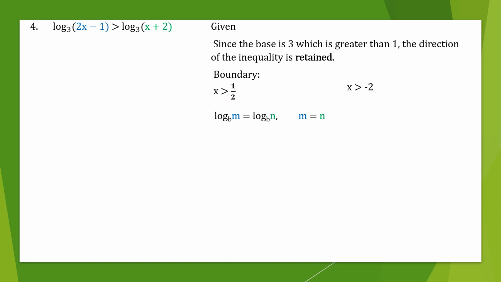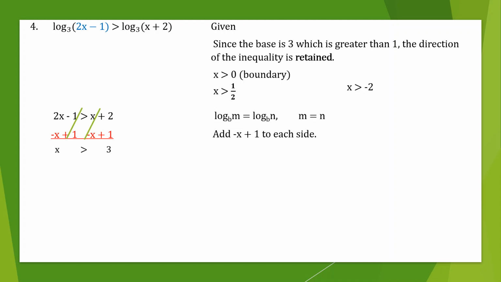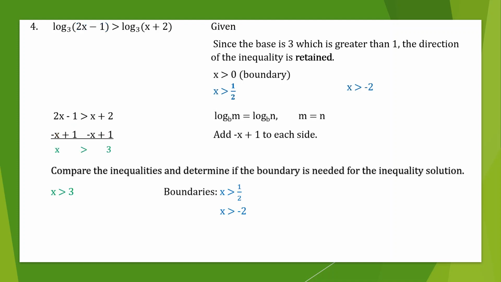Take note that if logarithm base b of m is equal to logarithm base b of n, then m will be equal to n. So we have 2x minus 1 is greater than x plus 2. To solve for x, let us add negative x plus 1 to each side. So we have x is greater than 3. Compare the inequalities and determine if the boundary is needed for the inequality solution.